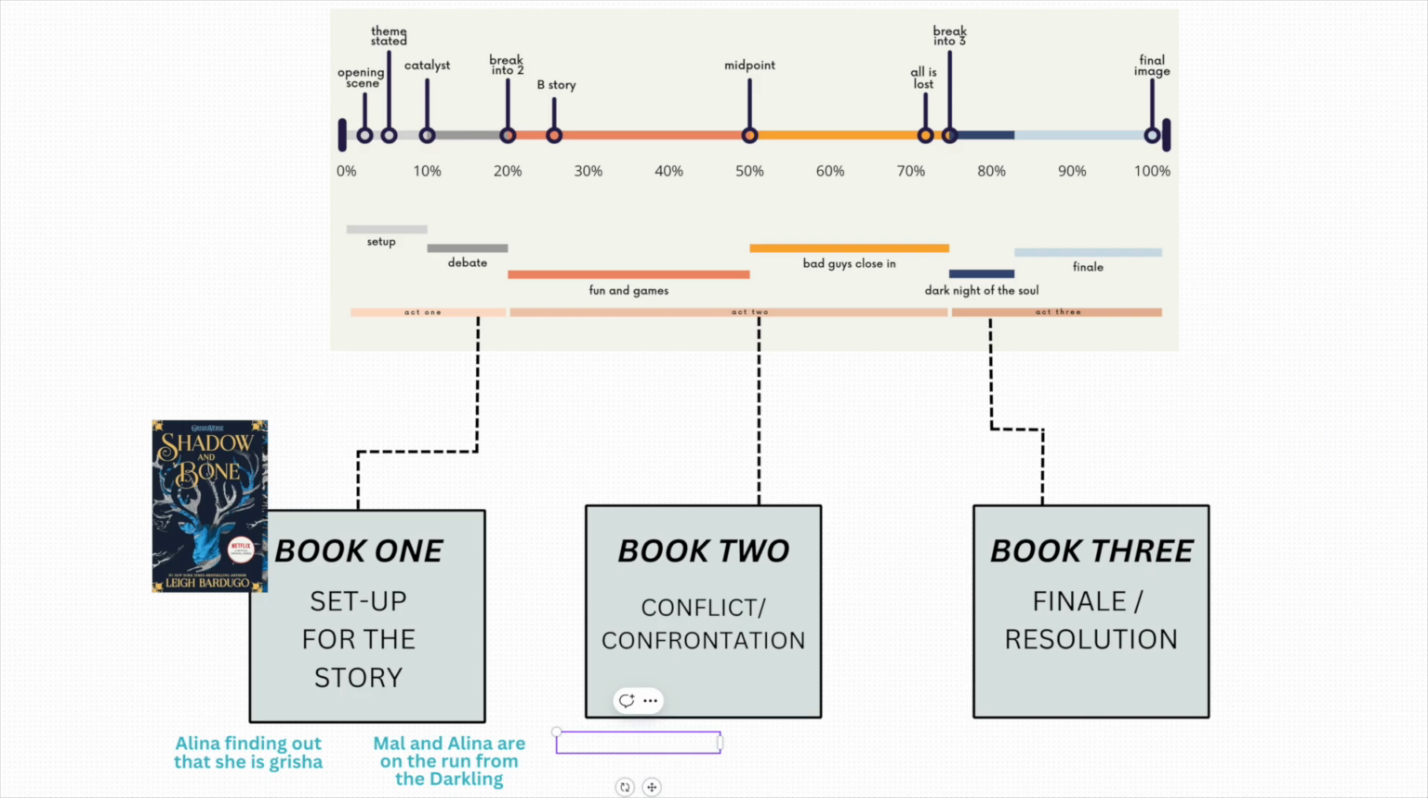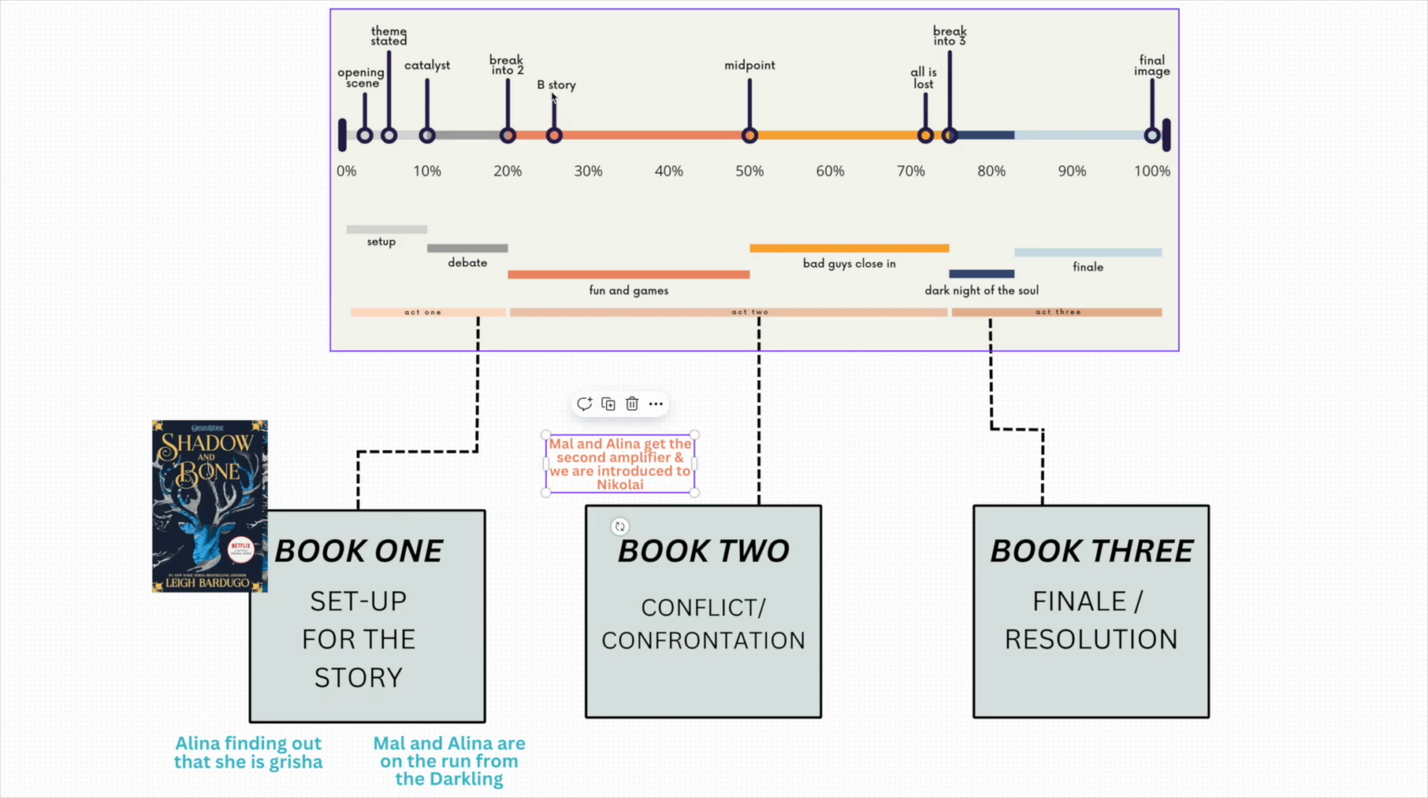So what happens in book 2? Well, Mal and Alina get the second amplifier. So much happens right in the beginning of this book because we're already in the fun and game section, right? So they get the second amplifier and we are introduced to Nikolai, one of the main characters in this whole series. And quite frankly, the B story.